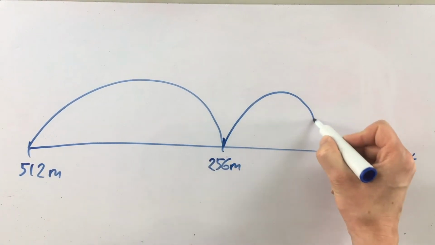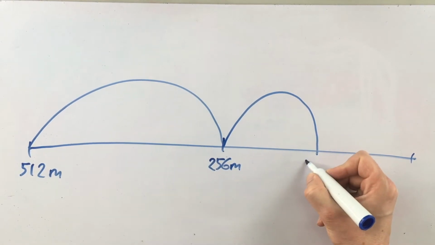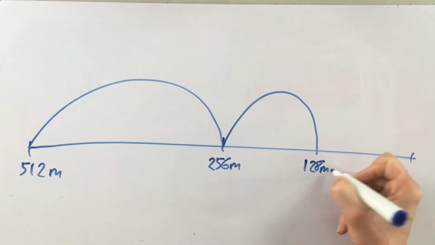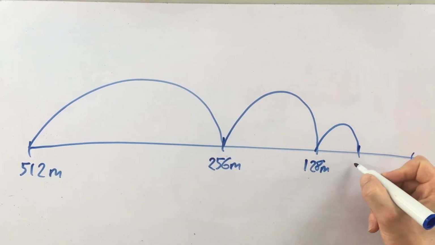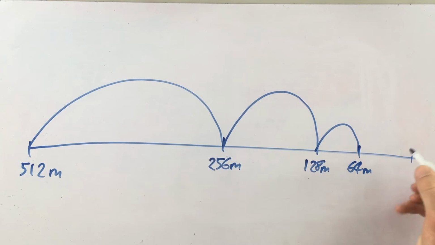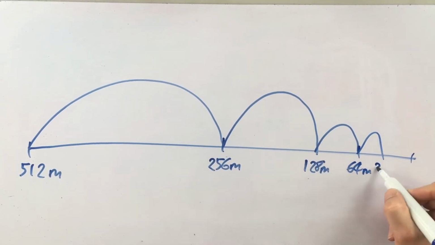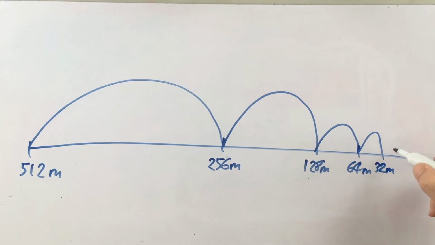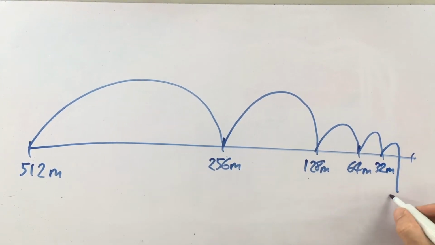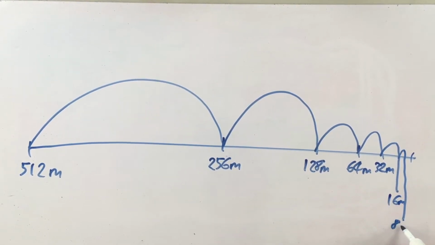then half the distance again, we got to 128, then half the distance again, we got to 64, halve again was 32, halve again, 16, half again, 8, half again, I'll write the answer here now, would be 4, half again would be 2, and finally we arrive at 1.